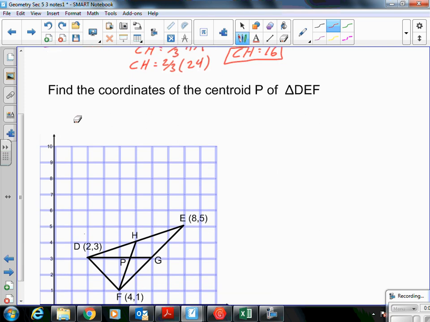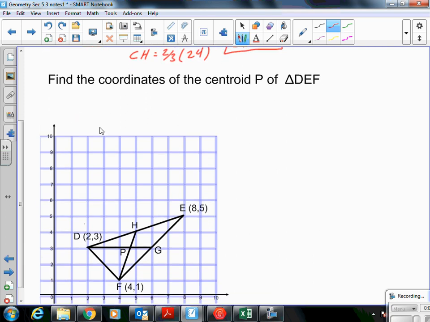All right, so the next example is a little bit more complicated. I want to find the coordinates of the centroid P of triangle DEF. So we've got triangle DEF here with all the coordinates for all the vertices. HF and DG are going to be medians, since it tells us that P is the centroid. So we know those are medians if P is the centroid. And we're trying to figure out what the coordinates of this point P are.